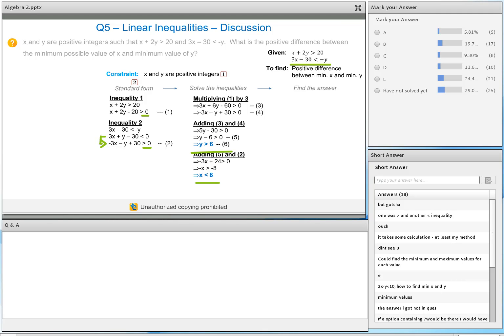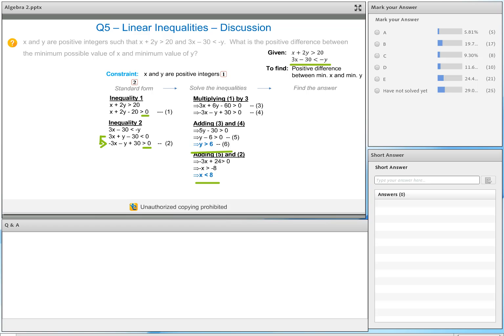Now once I have that, I need to find the minimum value of y. If y is a positive integer and y is greater than 6, then what is the minimum value of y? Absolutely, it's 7, not 6, it's 7. Remember the inequality, y is greater than 6. So the minimum value of y will be 7.